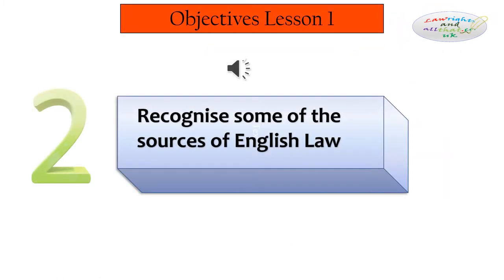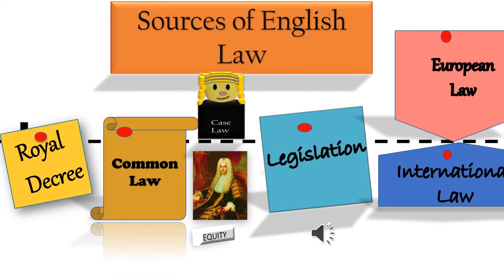The second objective of the lesson is to recognize some of the sources of English law. This slide, which is titled Sources of English Law, is basically a timeline that shows the invasion of England in 1066 and goes right up to modern times. At the beginning, after William the Conqueror successfully captured the whole of England, the source of law was royal decree. In other words, what William the Conqueror said was law.